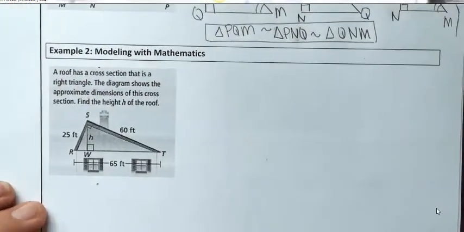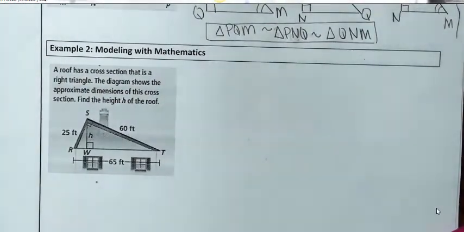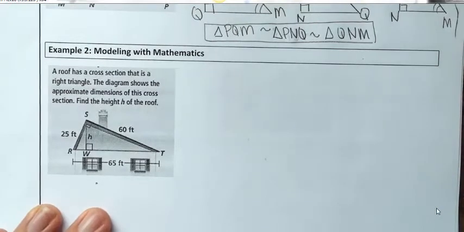So now we're just applying this to a rooftop, I think. A roof has a cross section that is a right triangle, as you can see here. The diagram shows the approximate dimensions of this cross section, and we need to find the height of the roof. Oh, that's all we have to do, just find the height. Okay, so we're going to set up similar triangles, and then that will help us figure out the height. So I'm going to do the exact same thing.